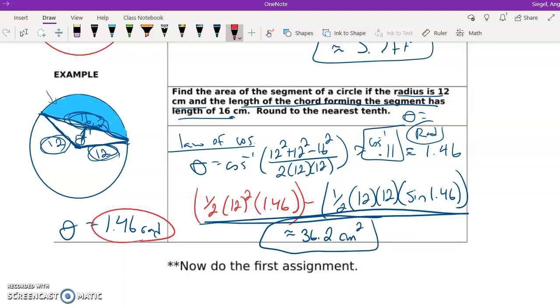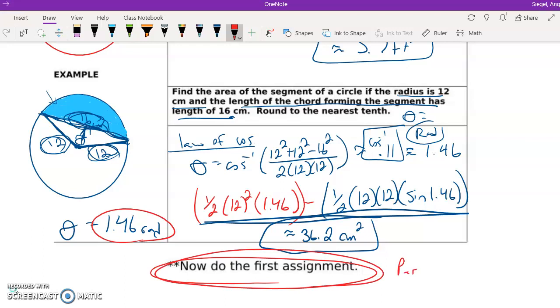Okay, so now what I want you to do is, your assignment is going to be in different parts. I want you to do part 1. You have everything you need to do the first part of the assignment.